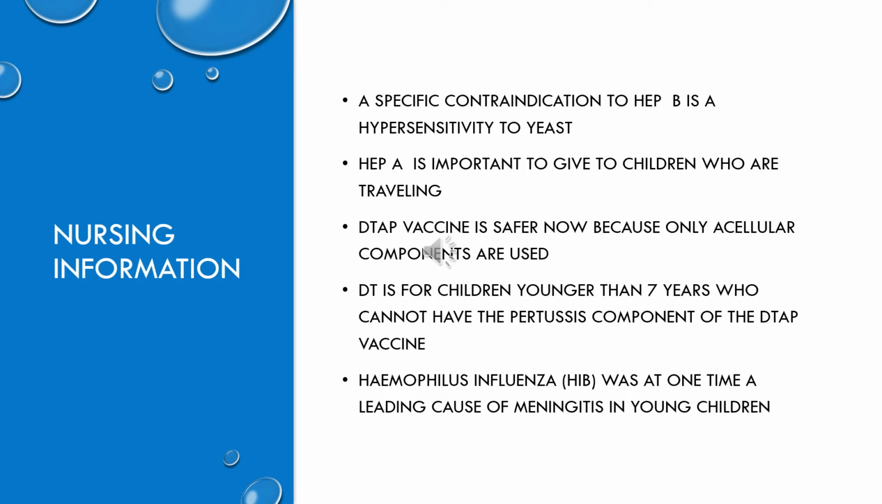And then Haemophilus influenzae, or this HIB, was at one time a leading cause of meningitis in young children. But now that we've created a vaccine for that, we're able to keep this particular process from happening, which is a good thing for our young people.